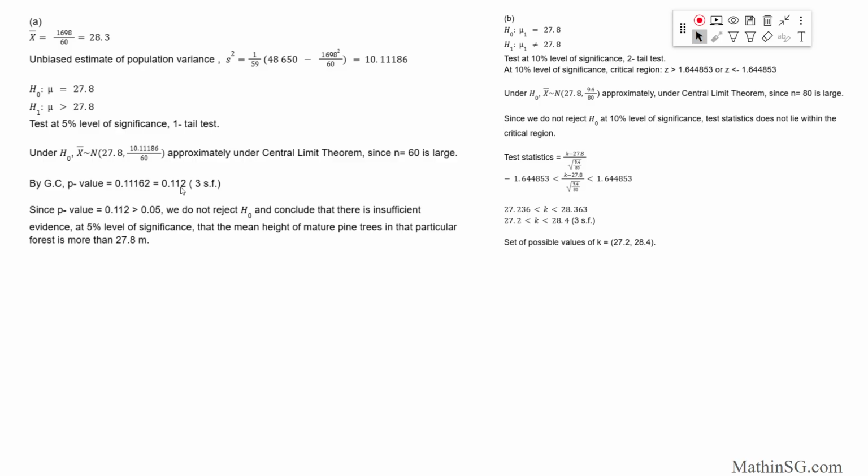Now you want to test at a 5% level of significance, right? That means 5% is 0.05. So my p-value is greater than 0.05. So we do not reject H0 and conclude that there is insufficient evidence at 5% level of significance that the mean height of the mature pine trees in that particular forest is more than 27.8 meters.